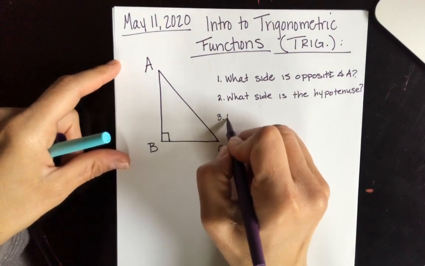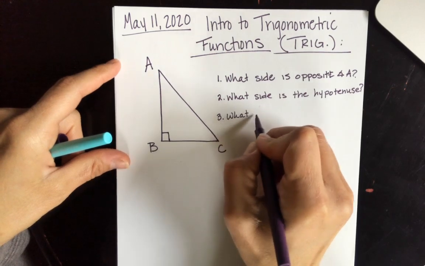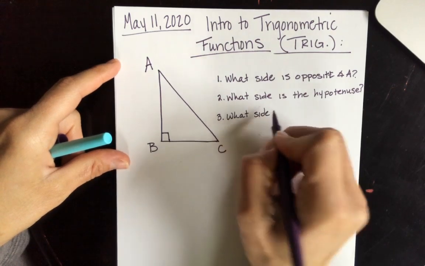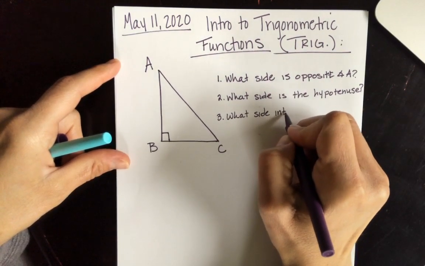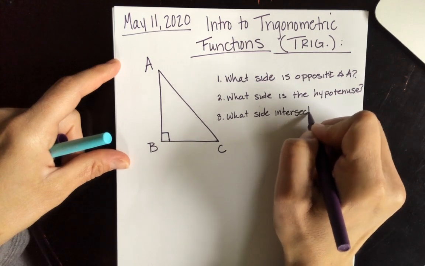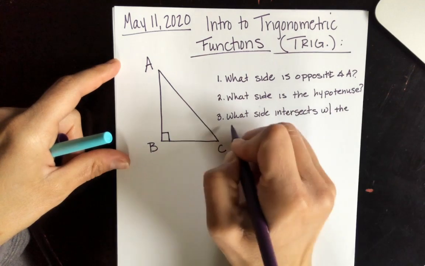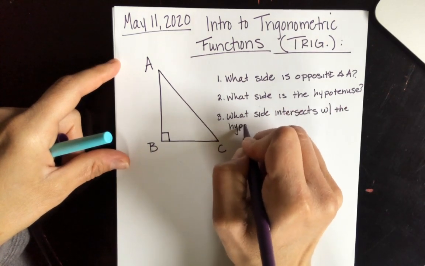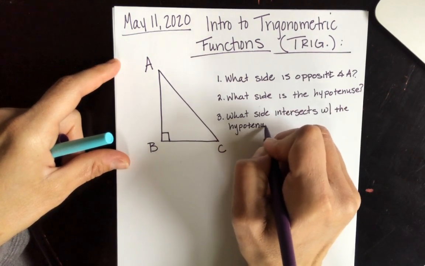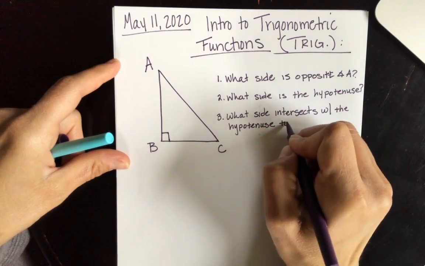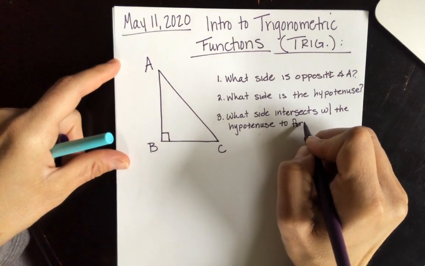And what side intersects with the hypotenuse to form angle A?